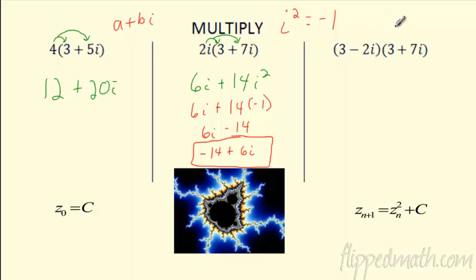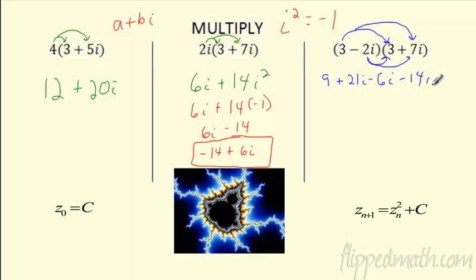Or some people like to call this FOIL. I prefer to call it distribute. I'm going to distribute this to this and this, so 3 times 3 is 9. Distribute the 3 to the 7 is 21i. And then I'm going to distribute the negative 2i. It takes a sign in front, so this becomes minus 6i. And distribute that to this is minus 14.